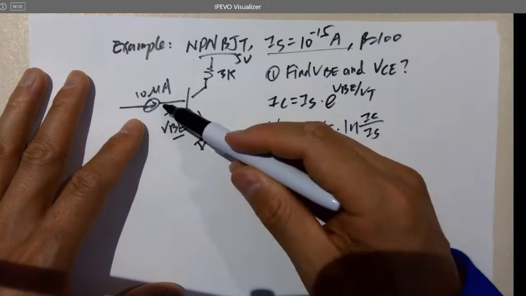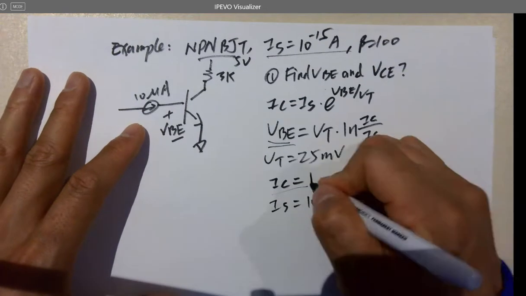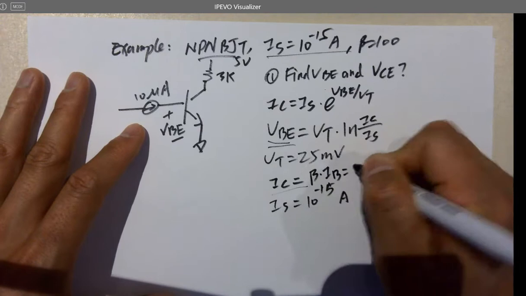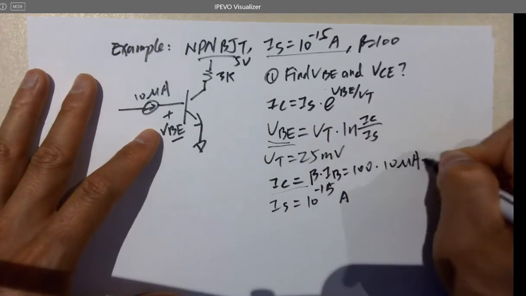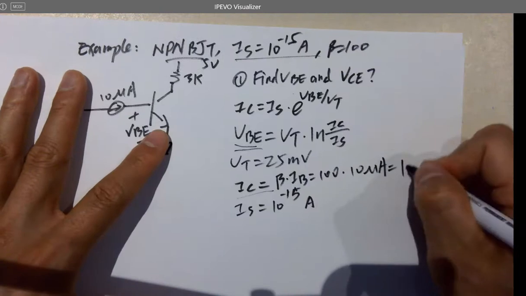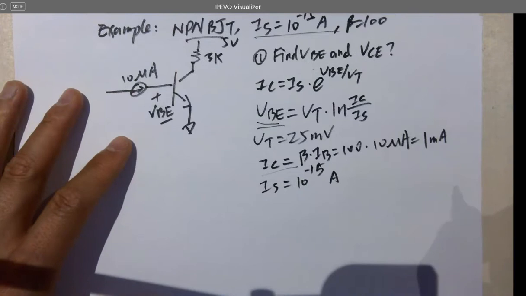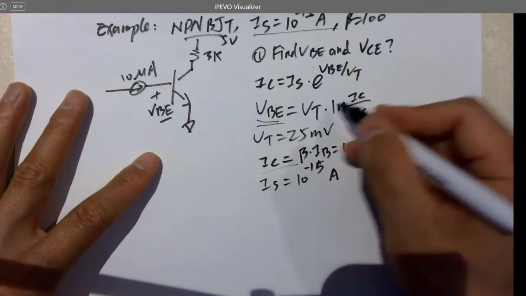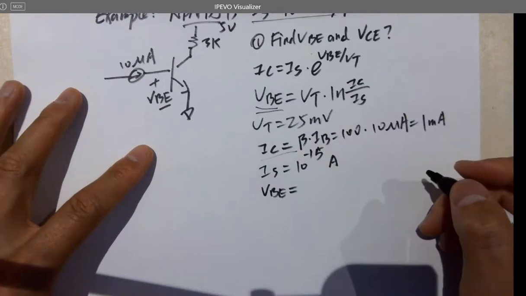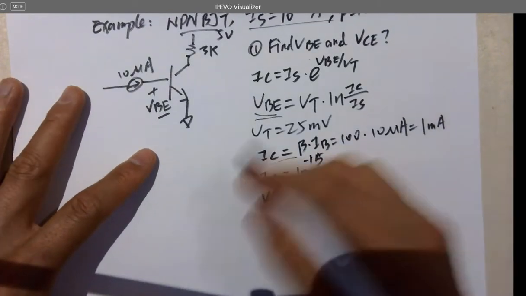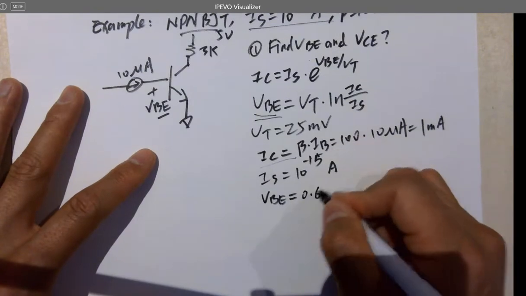So IB is given, IC is going to be beta times IB, 100 times 10 microamps, so 1 milliamp. You amplify, get 1 milliamp. So you can plug in all these parameters into this equation to find VBE. I won't do the calculation, but I will just throw out the number here: it is 0.69 volts.